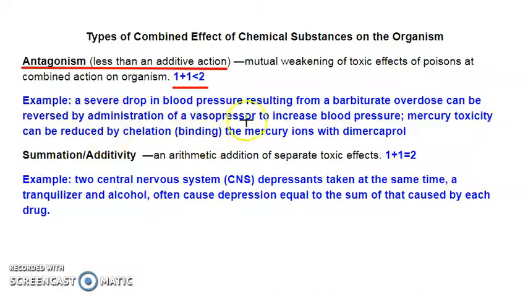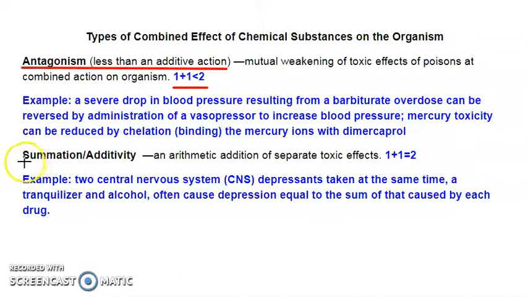Example. A severe drop in blood pressure resulting from barbiturate overdose can be reversed by administration of vasopressin. The next example: mercury toxicity can be reduced by chelation of the mercury ions with dimercaprol.